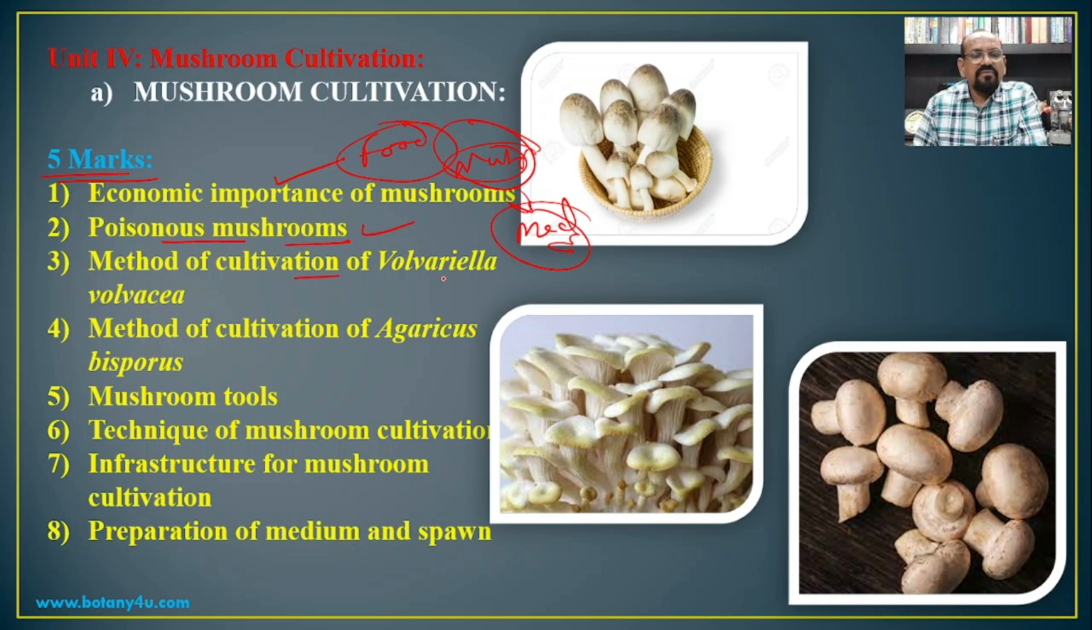Then method of cultivation of Volvariella volvacea. We know there are 3 different species, that is Volvariella volvacea, then Agaricus bisporus, and the Pleurotus citrinopileatus. So these are 3 different mushrooms which are included in the syllabus regarding the edible mushrooms. So we have to provide the method of cultivation of the Volvariella for 5 marks, or the cultivation of Agaricus bisporus also. Then mushroom tools.